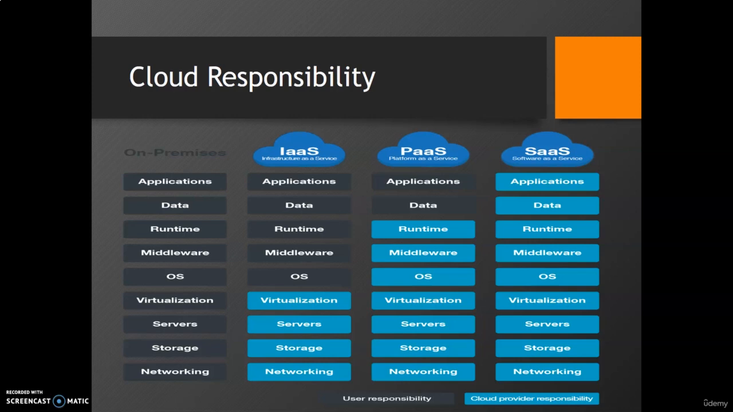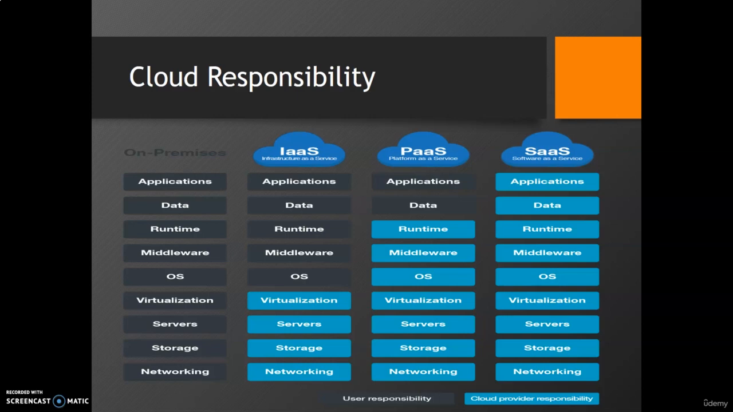Next is platform as a service, where the responsibility of cloud service providers is much more than the users', because users are only responsible for their application and the data. Apart from that, everything is the provider's responsibility, be it providing the network, servers, storage space, virtualization, operating system, and middleware, everything.